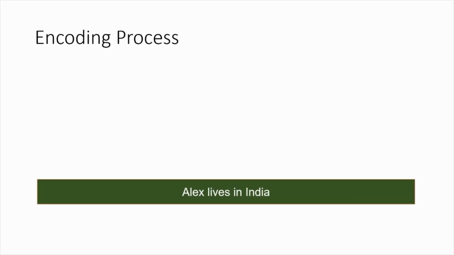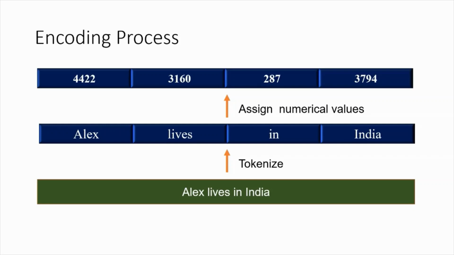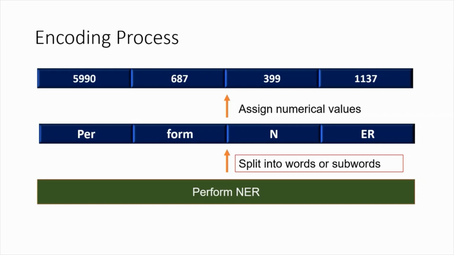The encoding process includes tokenization, where the input text such as "Alex lives in India" is split into individual words or subword units. These words or tokens are then assigned numerical values or encoded representations. This encoding step enables the language model to understand and process the text as numerical input during the training phase and the inference phase. During tokenization, it is worth noting that words can be split into subwords, and this can increase the total number of tokens.